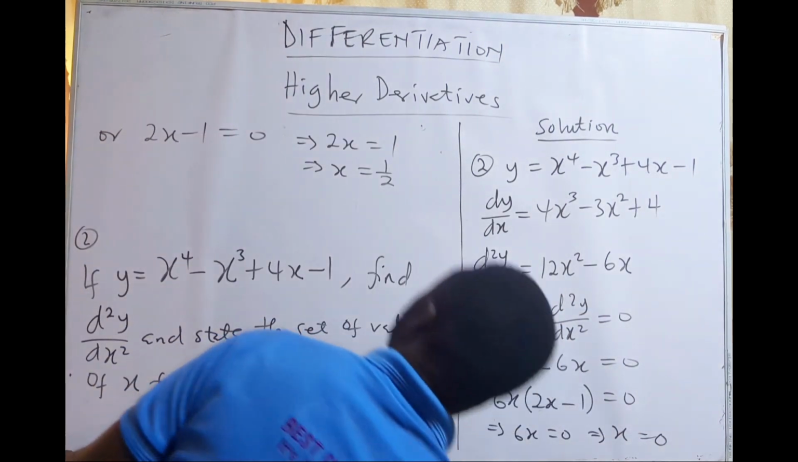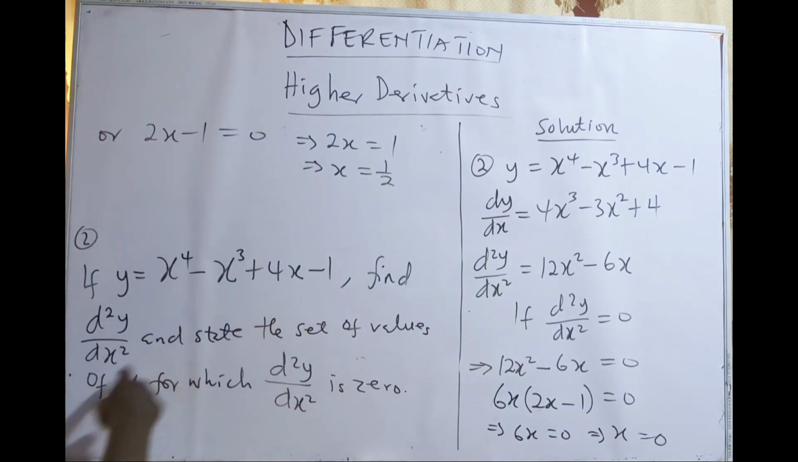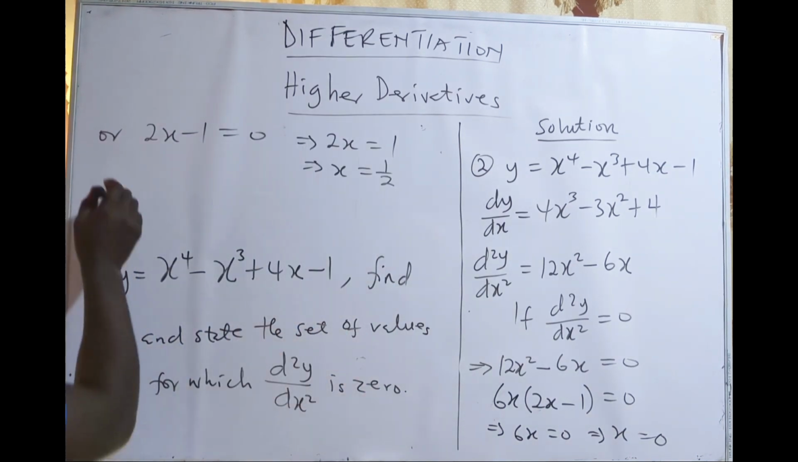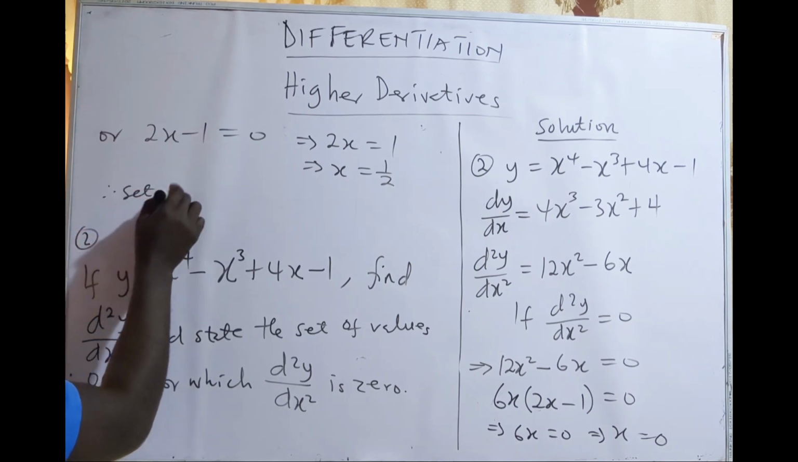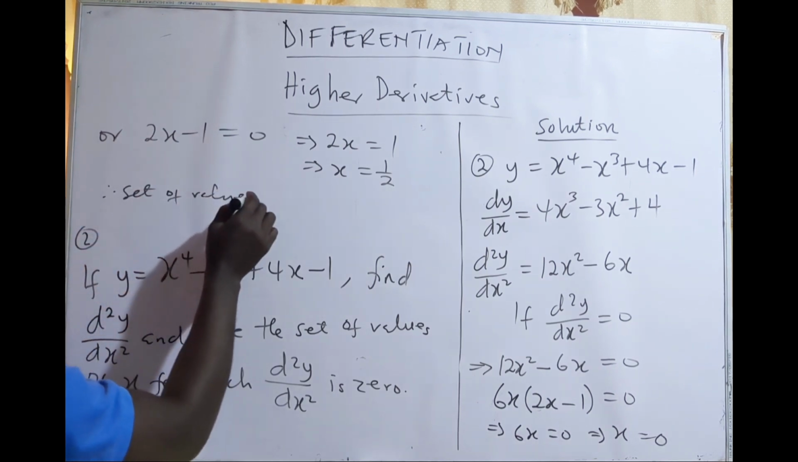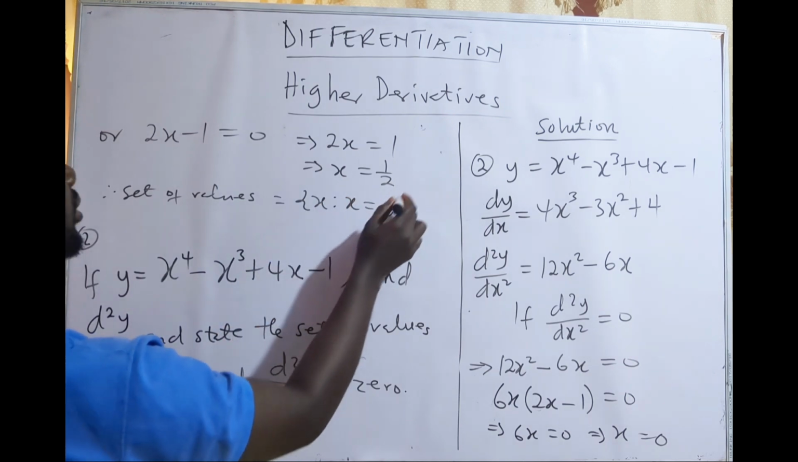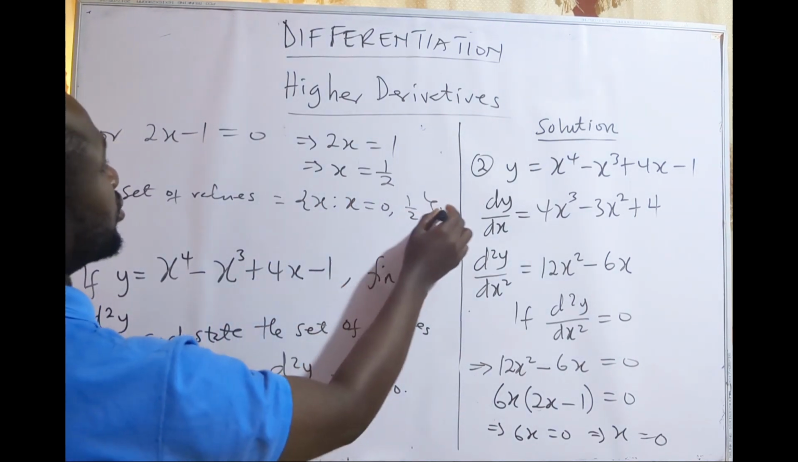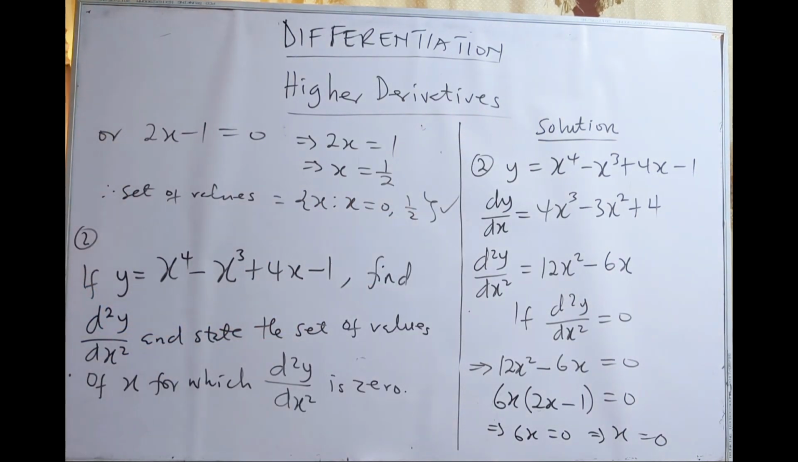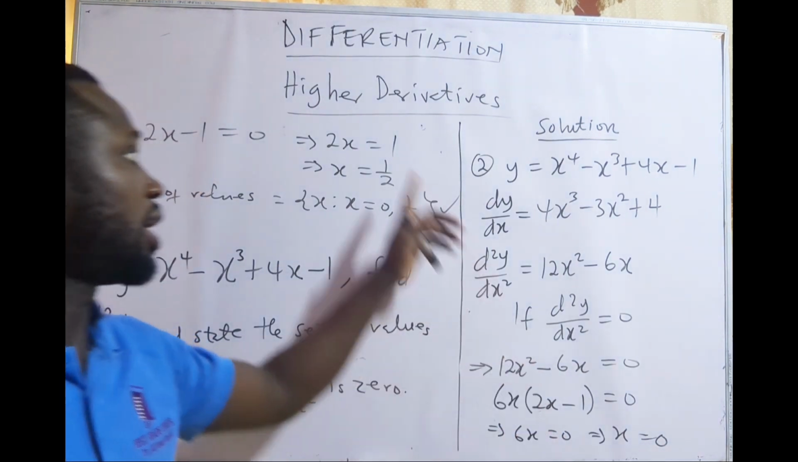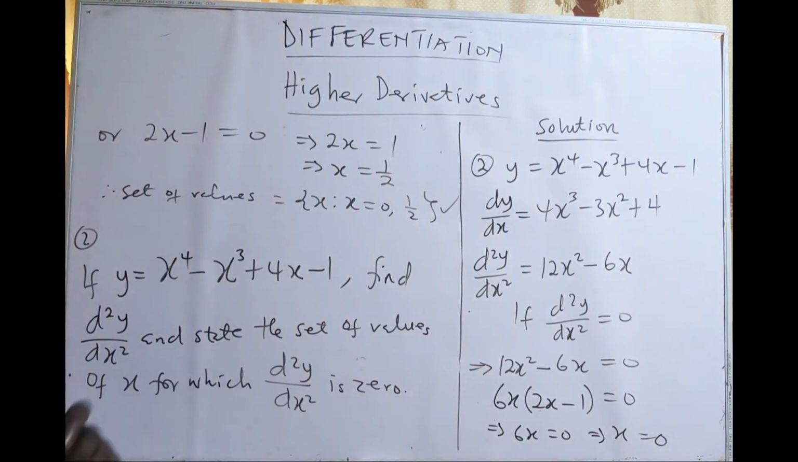So we are saying we should find the set of values. Okay, so we can say that the set of values is x such that x is equal to 0 or 1 over 2. Put it in a set form like this: either x is 0 or x is 1 over 2. I believe this is understood.